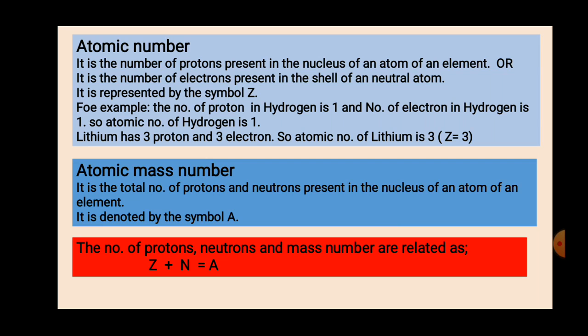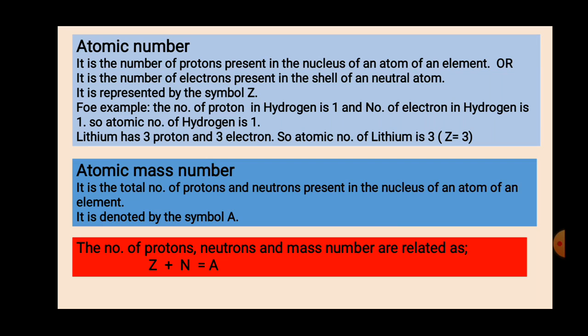Protons are positively charged particles. Neutron has no charge. It is a neutral particle. Electron is a negatively charged particle. It is present outside the nucleus, in what I can call a shell or an orbit. In a later class I will explain the meaning of orbit or shell.